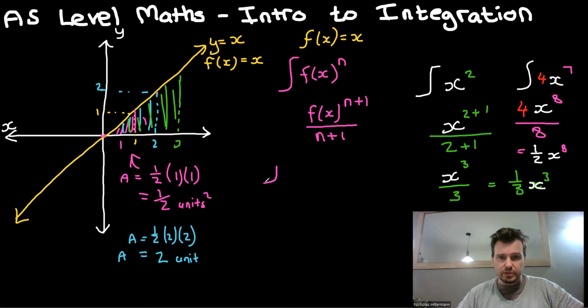Let's do the yellow. So this x, we're integrating just x. We add 1 to the exponent. So 1 plus 1, remember there's a ghost 1 here. So we add 1, so it becomes 2. And then we divide by that 2. And so we end up with a half x squared.